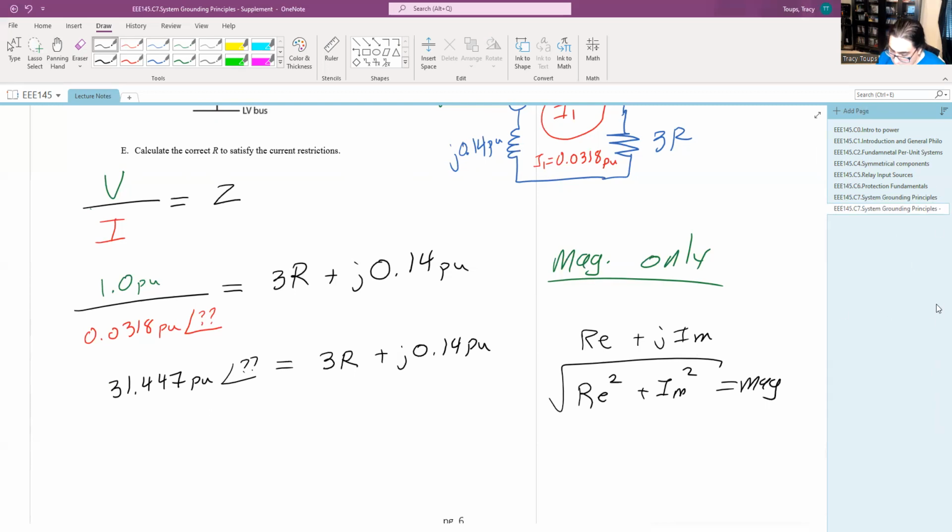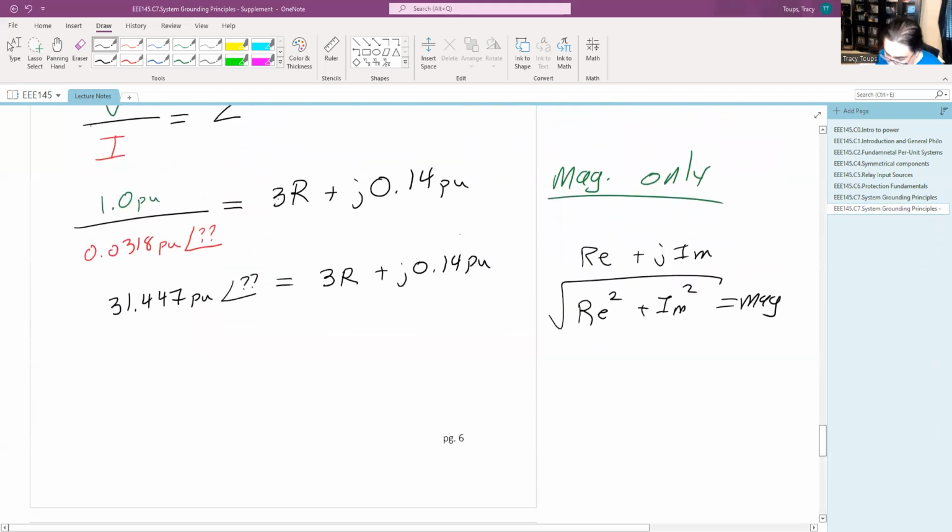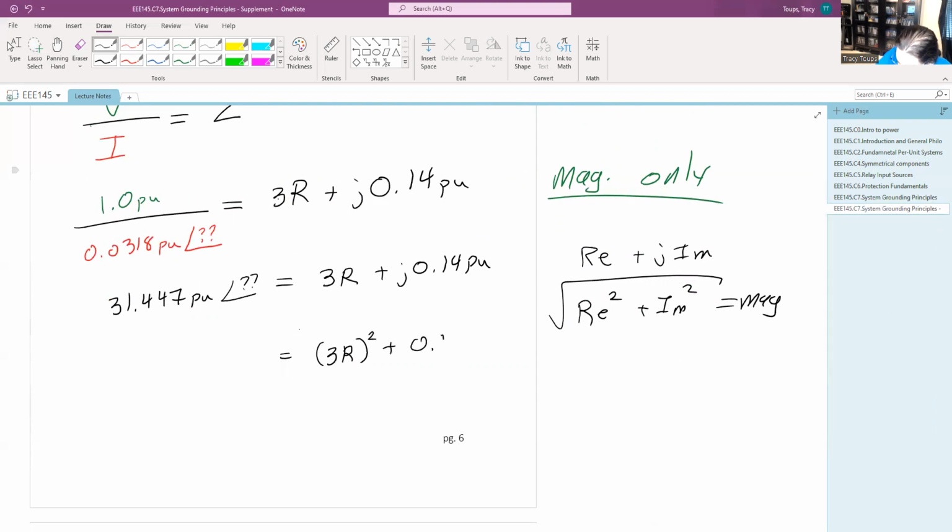Got way too many screens to figure out where my mouse is. Okay, so let's go ahead and just look at magnitudes only. So this is really just the square root of (3R) squared plus 0.14 squared, which equals 1.447 per unit.